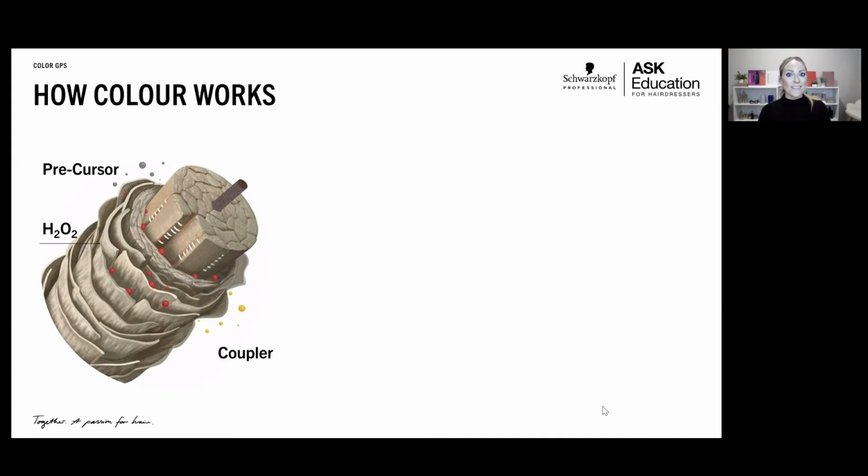Okay, so color. So that's our powder lightener. How does color work? When it comes to oxidative pigments, the first step is an alkalizing agent that penetrates the hair and swells the cuticle. This allows us to get into the hair in the first place and deep into the cortex.